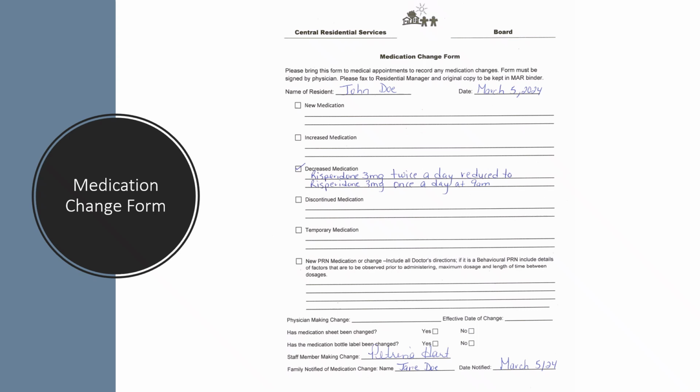Here is an example of a completed medication change form. Please note that the section checked in the example is decreased medication. The doctor decreased John Doe's risperidone 3 milligrams from twice a day to risperidone 3 milligrams once a day. When following up on medication changes on the MAR sheet, the pharmacy will send a new MAR sheet with the new prescription label starting on the date of the change, which in this example is March 5th. The old label will need to be discontinued.